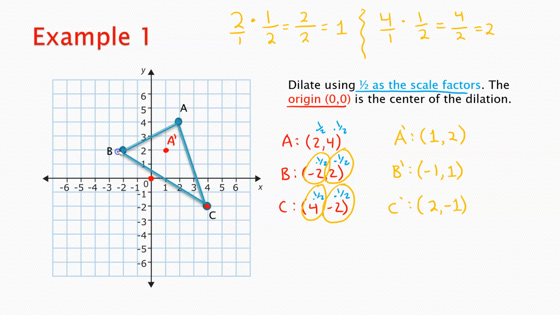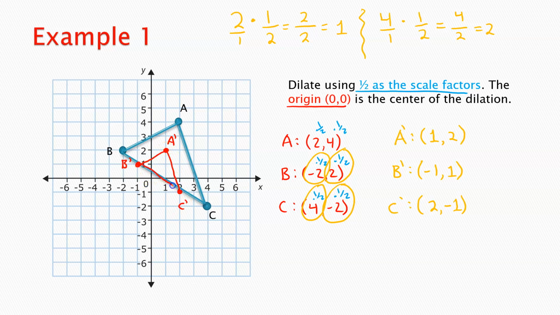Sorry, all these other little red dots are getting in my way. What about B prime? That's -1 to the left and up 1. That is B prime. And then lastly, C prime, it's 2, 1. 2 to the right, -1 down. C prime.